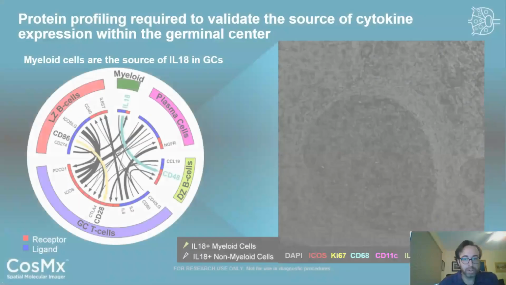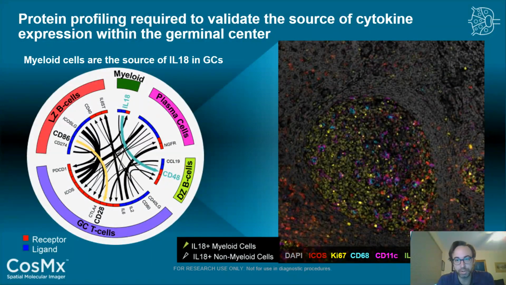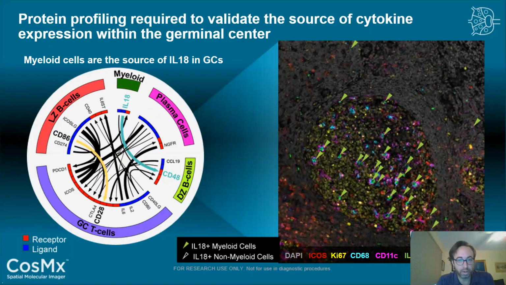So we looked within the CosMx protein data, and we asked, where do we see IL-18? And so this animation shows you a little bit about which cells are expressing IL-18. These green arrows are myeloid cells that are expressing IL-18. Now, I want to point out that IL-18 is expressed by other cell types, but when you look for which cell types within the germinal center, that round structure shown on the right, are expressing IL-18, it's almost exclusively myeloid cells. And so we believe that this is indicating a novel function for IL-18 within the germinal center itself that may have previously been underappreciated.